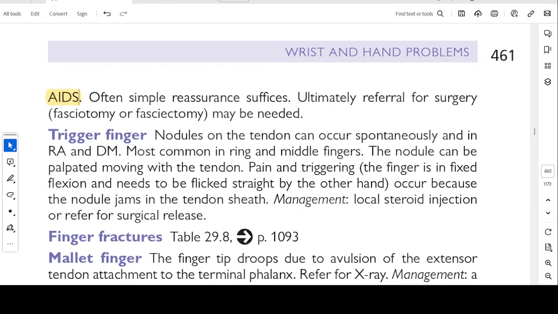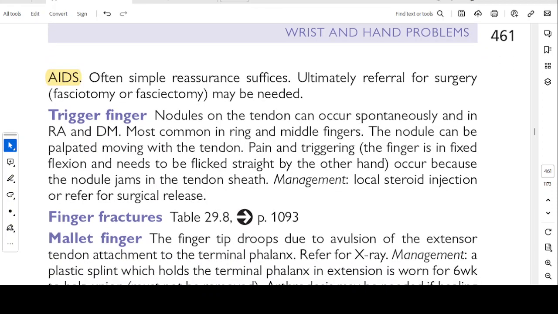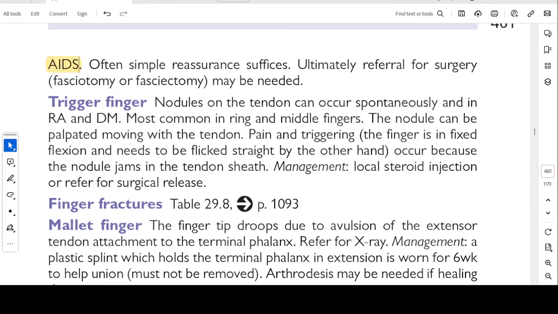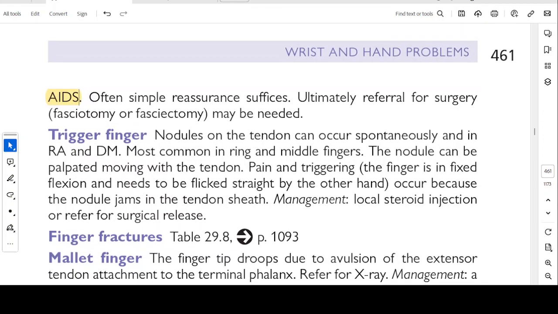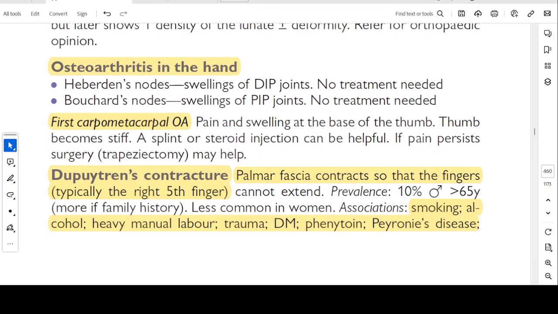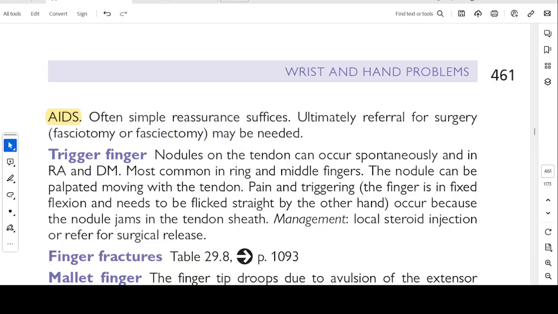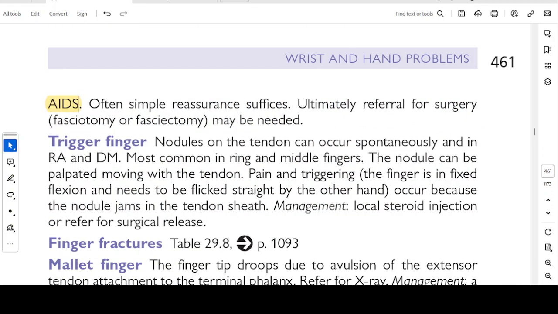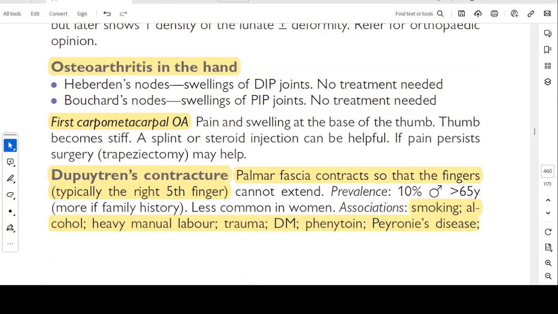Often simple reassurance suffices. Ultimately, referral for surgery, fasciotomy or fasciectomy, may be needed. The drug that causes Dupuytren's contracture is phenytoin. Otherwise, diabetes, alcohol, smoking. Peyronie's disease is one in which there is some fibrous tissue in the penis also. So that's also associated with fibrosis in the palmar fascia.